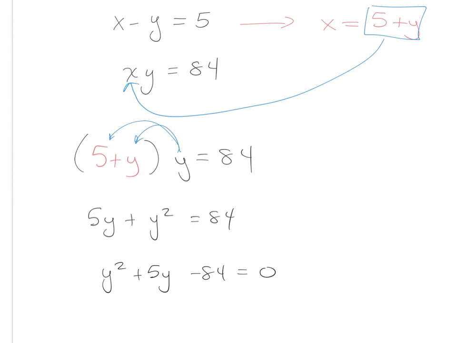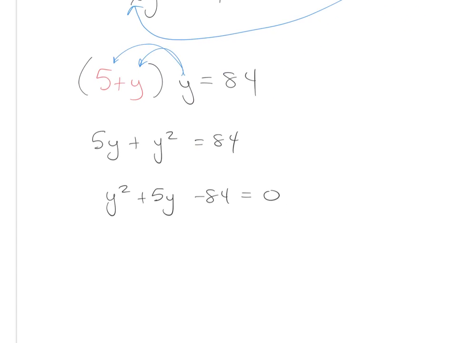What are the factors of negative 84 that also add up to 5? Okay? 12 and 7. 12 times 7 gives me 84. 12 and 7 can give me 5 if I put them in the right way. So which is positive, which is negative? 12 is positive and 7 is negative, so I yield a positive 5. For the factors, right? Not for the answers, remember, the factors. So the factors are written. Let's write those out properly.